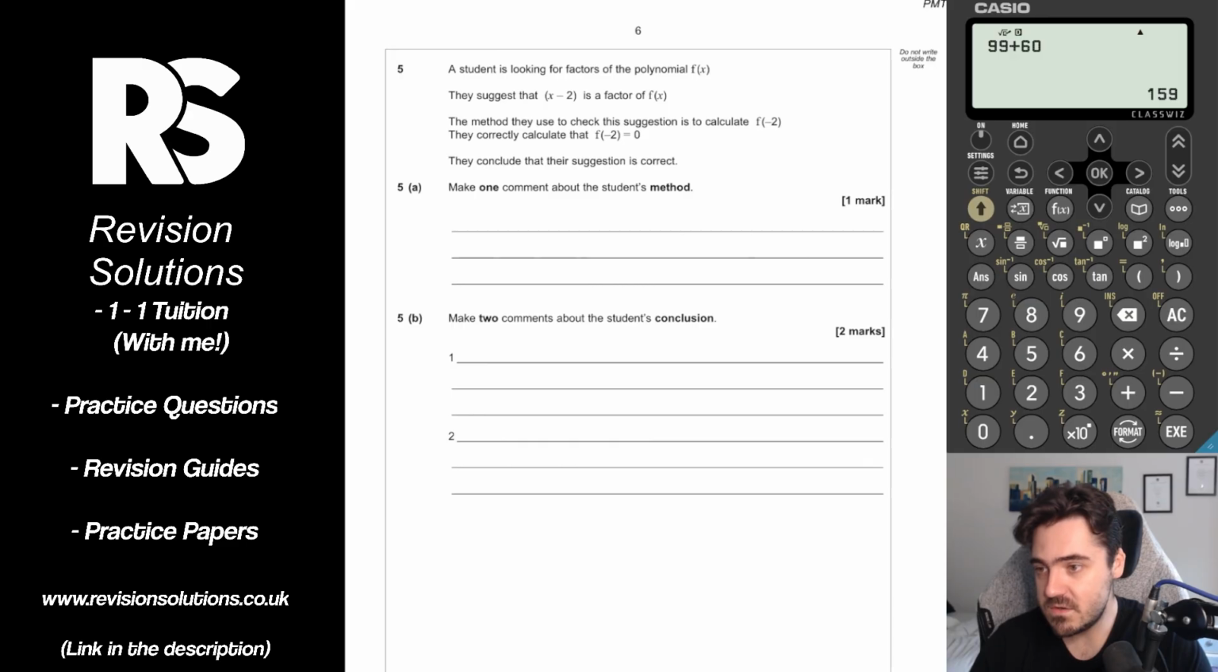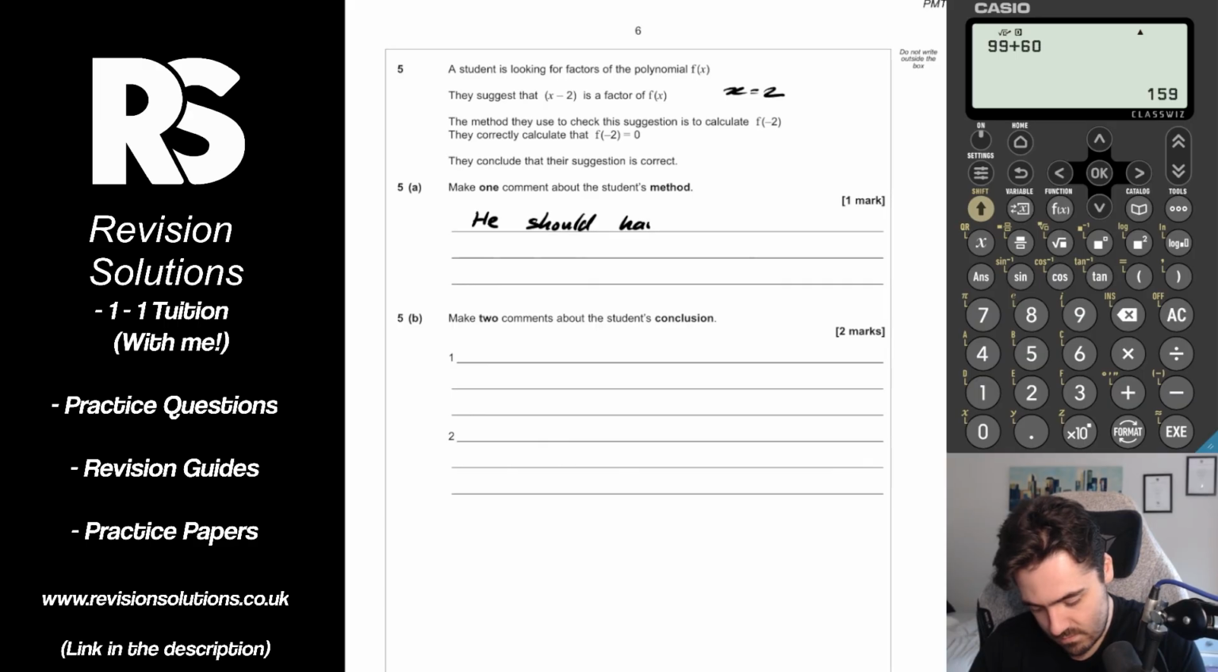So he's trying to use factor theorem, so it's a quick way of checking his assertion that he's used the wrong value. If x minus 2 was going to be a factor, then x equaling 2 would actually give you the solution or set the factor to 0. So a comment is he should have checked f of 2, not f of minus 2.